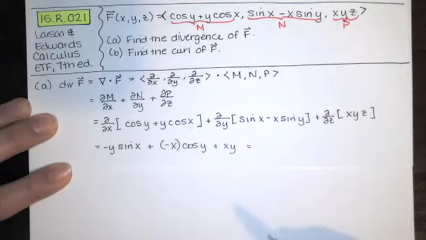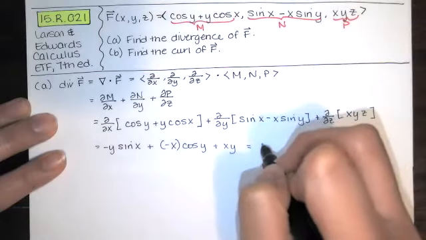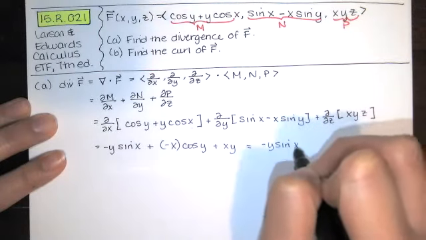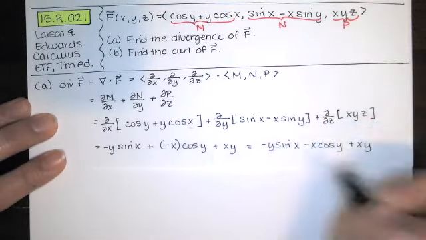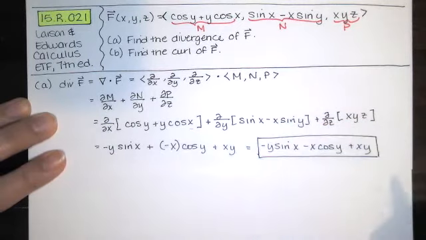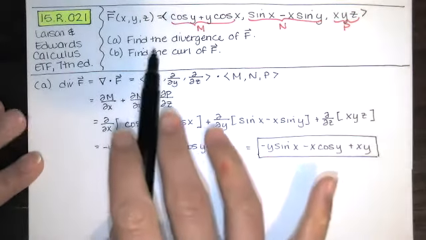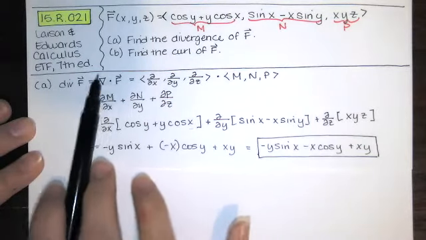So that's our answer. I probably wouldn't leave this as plus negative x times cosine of y. I would simplify that this way. And if you want, you could put the xy first because it's a positive term. That's our divergence.